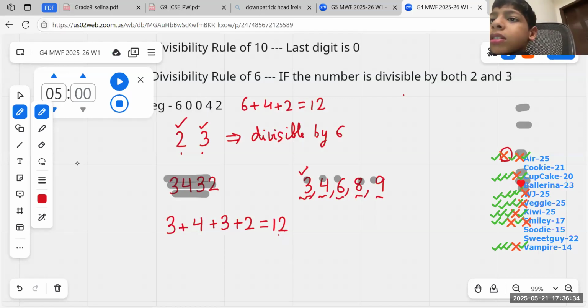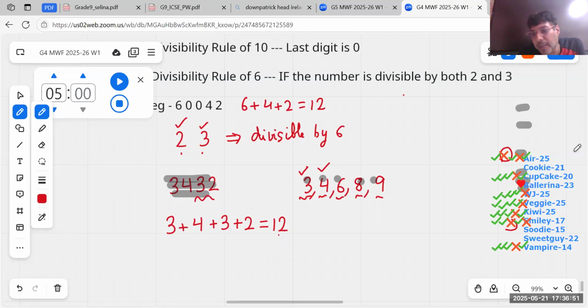Sir, the last two digits come in the table of 4, yes sir, so it is divisible by 4 also. Next, what is the divisibility rule of 6? Shanaya, unmute please. Shanaya and Smiley, what is the divisibility rule of 6?